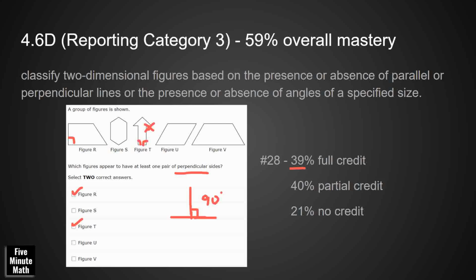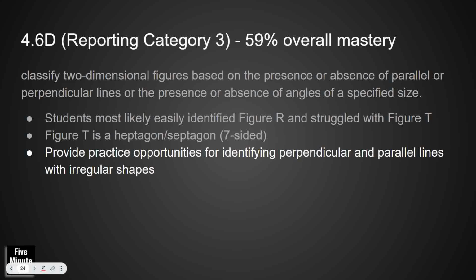And so we would take half of our partial credit and add that to the 39%. That's where we get our 59%. And we had 21% who couldn't get anything, which means we really struggle with this term, perpendicular. So we most likely identified R, struggled to find figure T, and figure T was a seven-sided, very strange shape. We know it's an arrow, but we don't deal with that much.